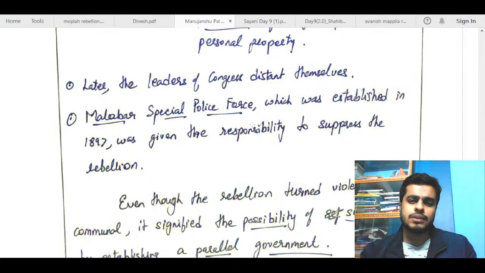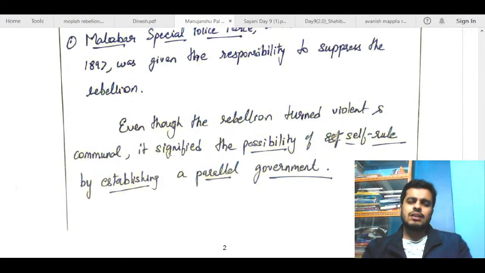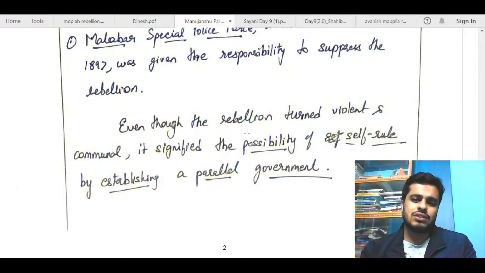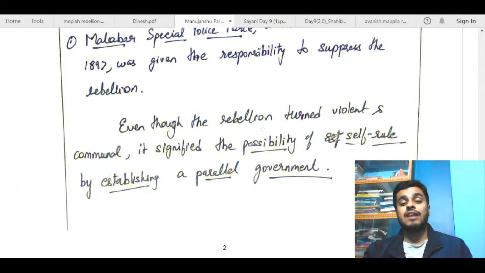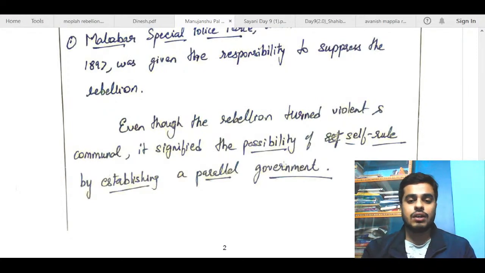So that is good. Malabar Special Police Force, which was established in 1897, was given the responsibility to suppress the rebellion. Even though the rebellion turned violent and communal, it signified the possibility of self-rule by establishing a parallel government. So I think, better than talking about self-rule here, because this was basically a rebellion that turned violent with communal undertones, I don't think you should maintain a balance here. Rather than talking about self-rule or establishing a parallel government, you can say that it just marked an important rebellion in the freedom struggle, and different people have different views over that.